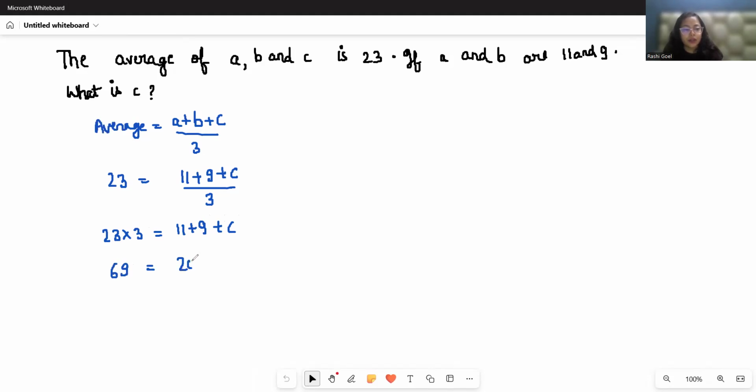69 equals 20 + C. So 69 minus 20 equals C. So the value of C is 49.